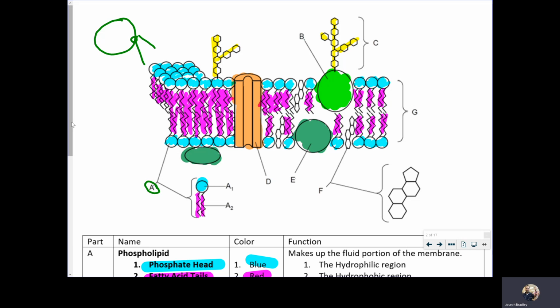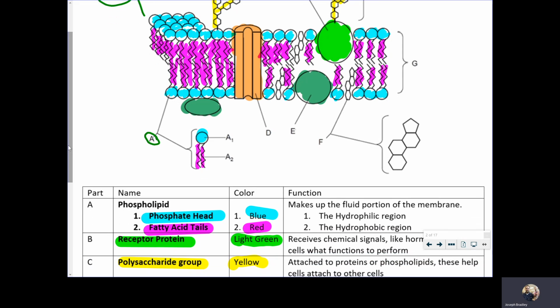And what makes it special is that it has two regions. It has a hydrophilic region known as the phosphate head, and that's labeled A1 right here in colored blue. And then it has a fatty acid tail, and it actually has two fatty acid tails coming off of it that make it hydrophobic. Hydrophilic means water loving, and hydrophobic means water fearing. So as a result, it forms what's called the lipid bilayer.